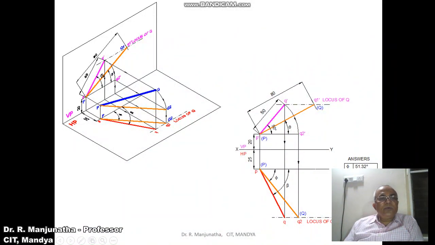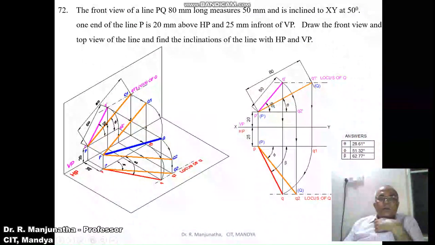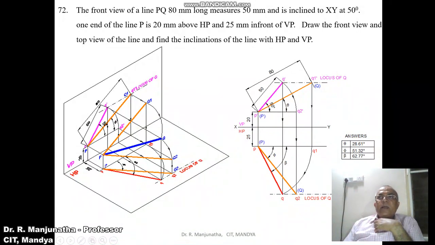That is what we have shown in the 3D also. We have rotated in space and made it parallel to HP, so you are getting the true length in HP. So this is how you will be able to analyze this problem in the sketch, in three dimensions, and also in the orthographic view. Now we will try to solve the problem in the sketchbook. So first we will draw the XY line and mark VP and HP.